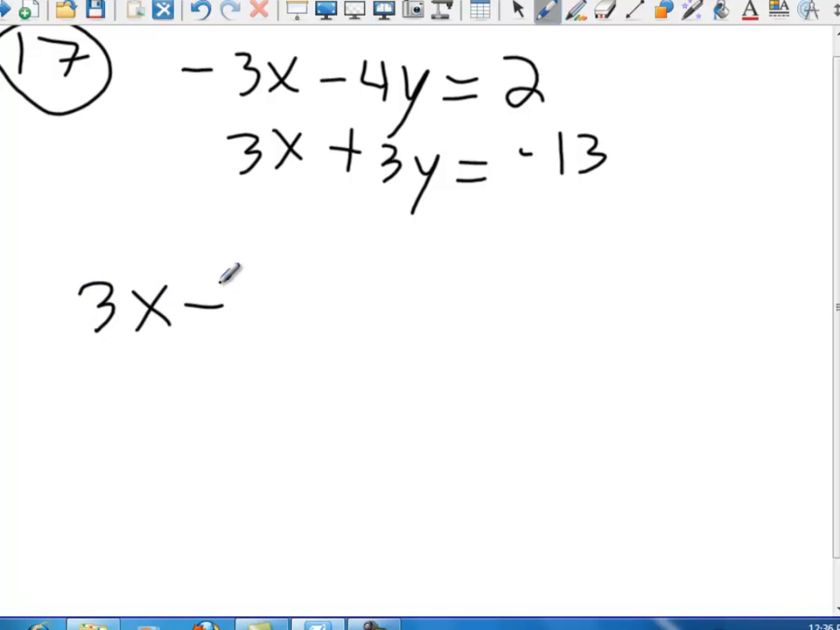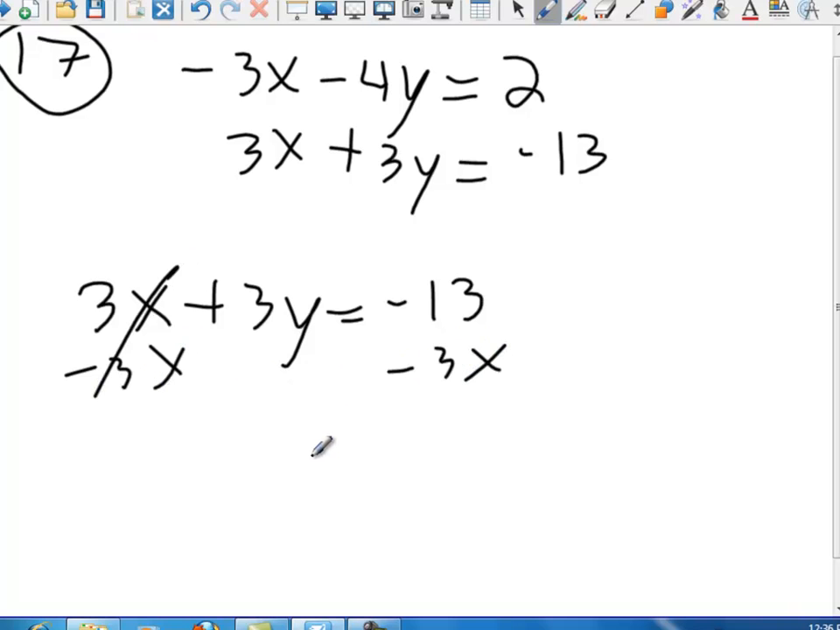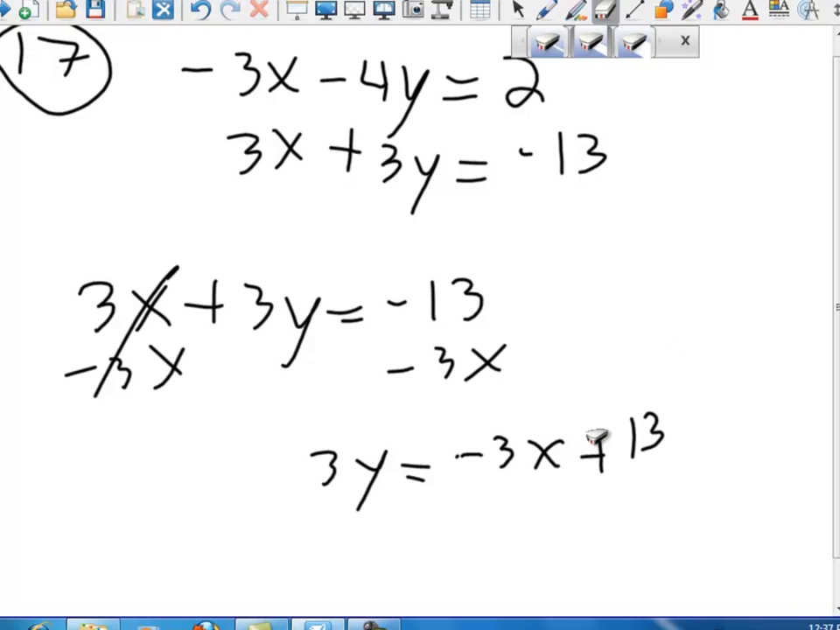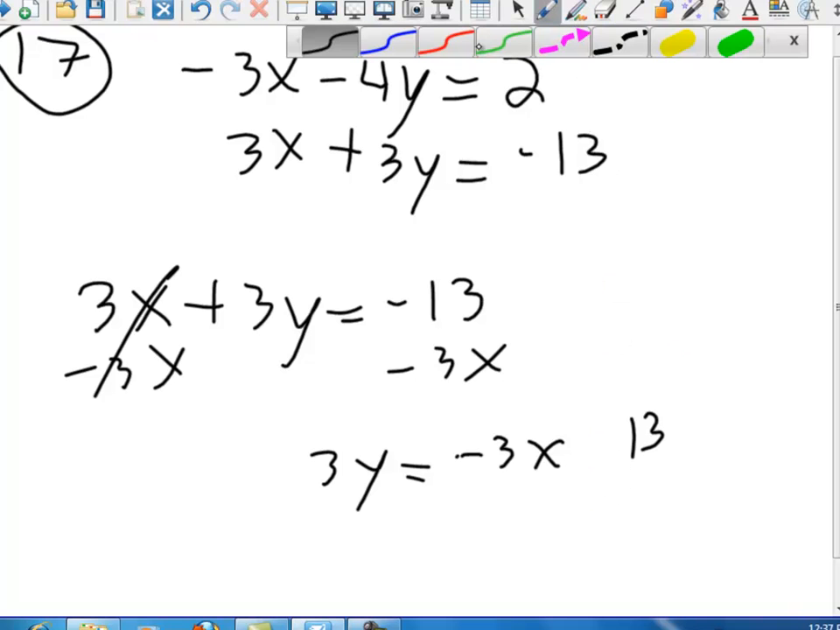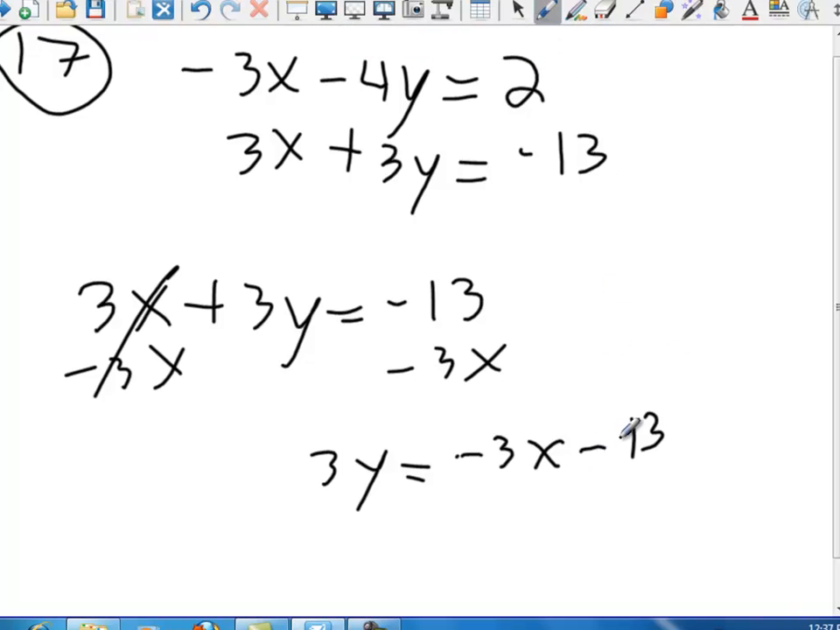Let's write out the bottom equation first. This is what we're going to solve. You want to get x alone or y alone? Y alone. We're going to get y alone. So we're going to get rid of the 3x here. So we have 3y is equal to negative 3x plus 13. It's minus 13. Right? Oh, you're right. Good catch. Thank you. So that's a minus.